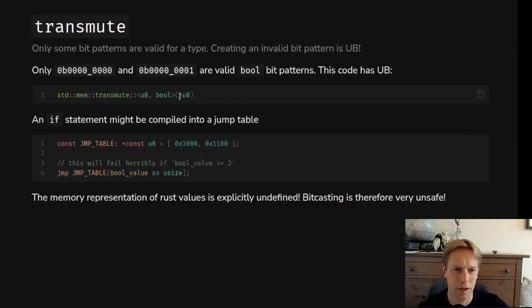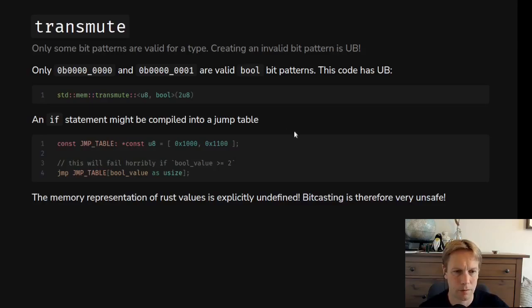So if you take the number two stored in a byte, a U8, and you transmute it into a bool, you're basically telling the compiler, treat this number that I'm giving you as if it's a bool. But the compiler knows a bool can only ever be zero or one. And you're giving it a two. Now, transmute doesn't look at it at all. It just says, okay, I've been promised that this is a valid bool, so I'm going to treat it as a valid bool. So they're giving us a great example here of how that might go wrong.